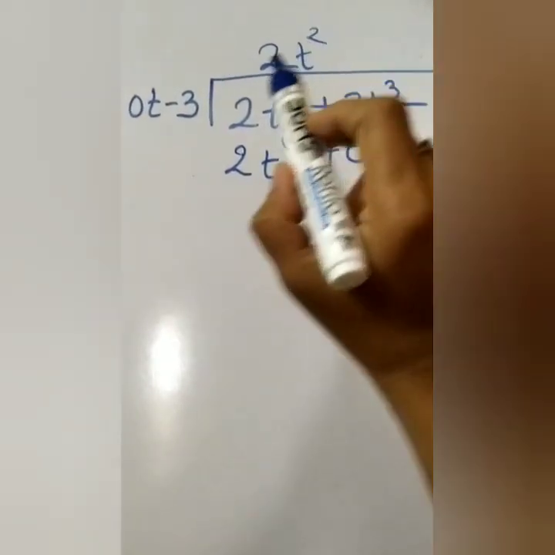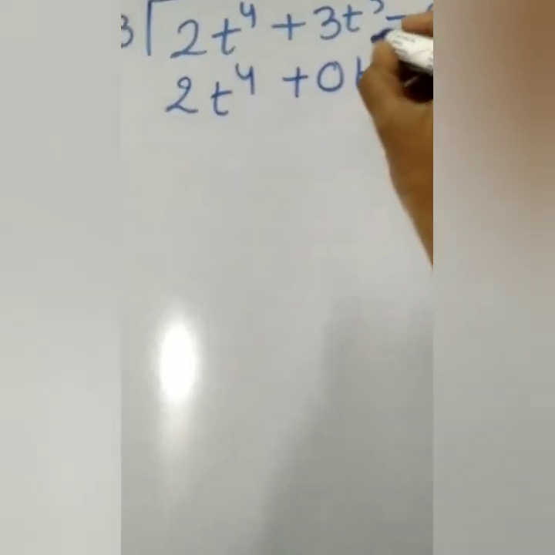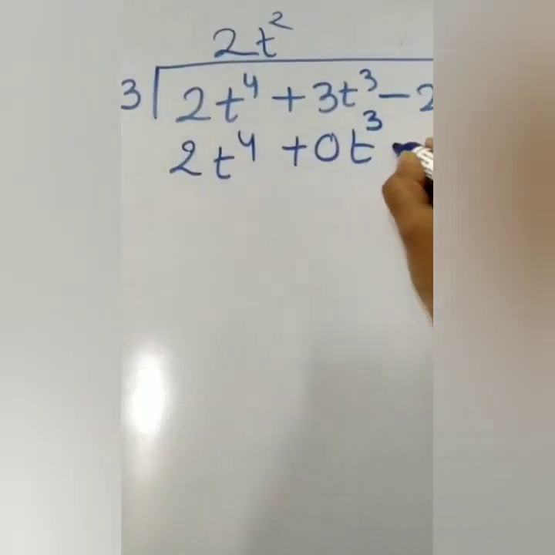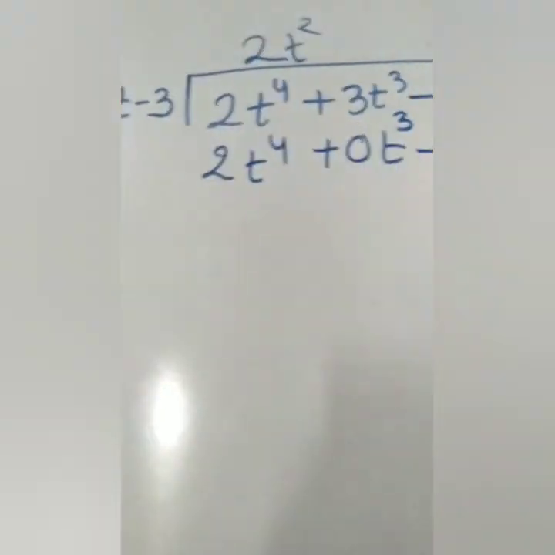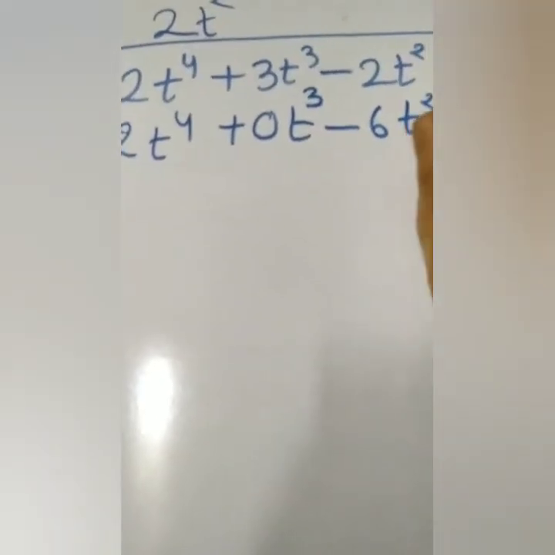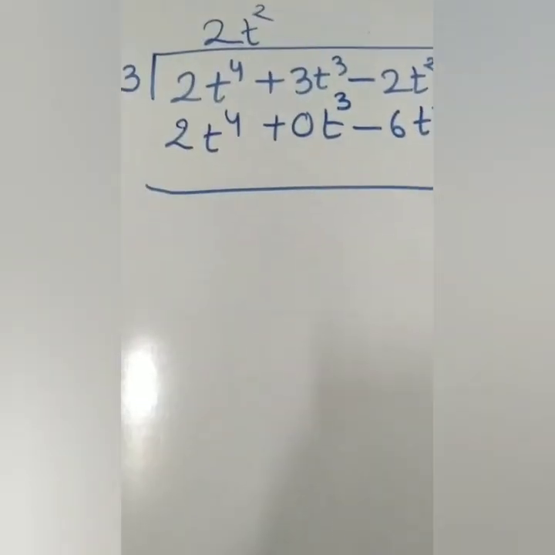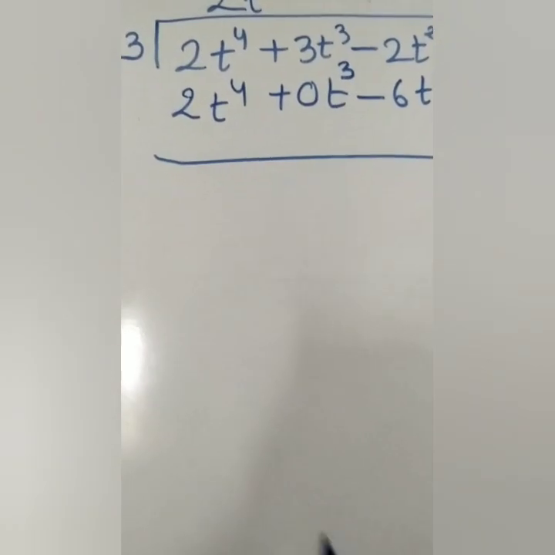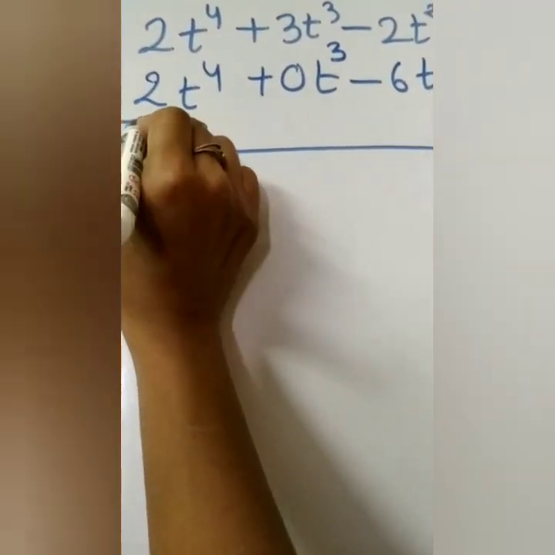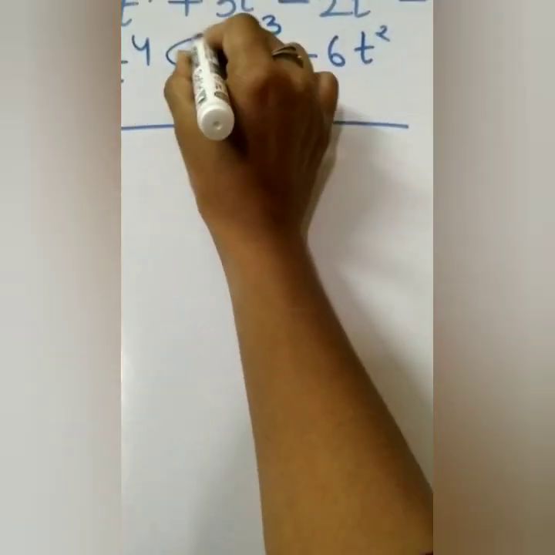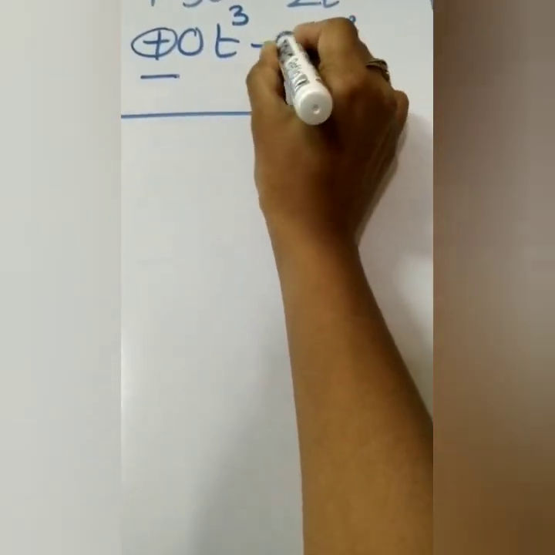And this t square will multiply with t and it will become t cube. Plus and minus will become minus over here. 3 2s are 6 and t square. So here you can see all the terms we solved. Here we will change the signs. If it is plus it will become minus, if it is plus it will become minus, and if it is minus it will become plus.